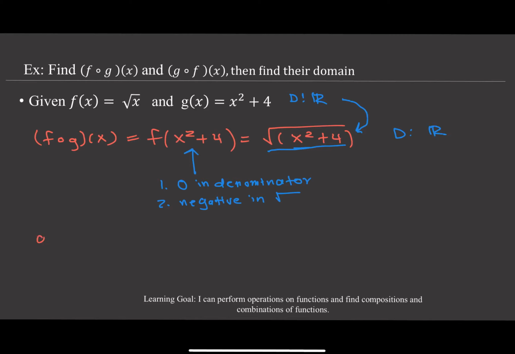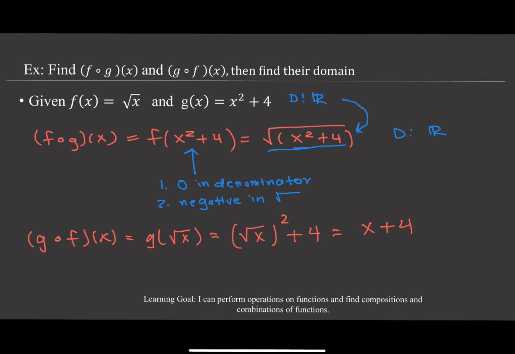So let's go ahead and take a look at our other composition, g composed with f of x. And we're going to take a look at the domain of that one too. We're going to take our function g and plug in the square root of x, replacing all the x's in g with square root of x. So I'm going to have the square root of x, quantity squared, plus 4. And we can simplify this out a little bit. Since we have the square root of x raised to the power of 2, those actually just cancel each other out, and we're left with x to the first plus 4.